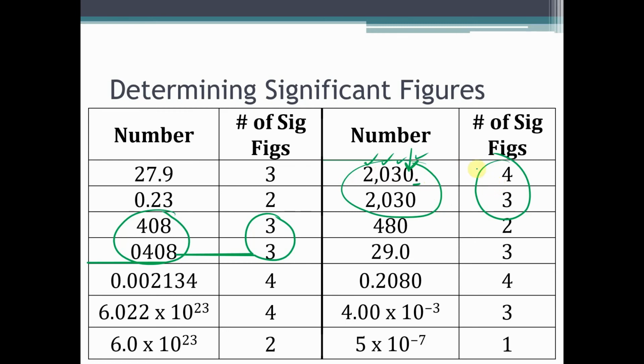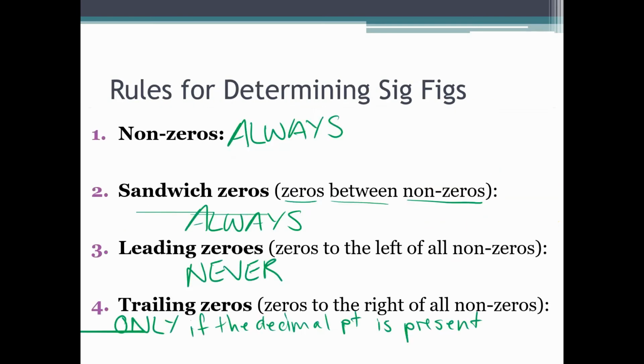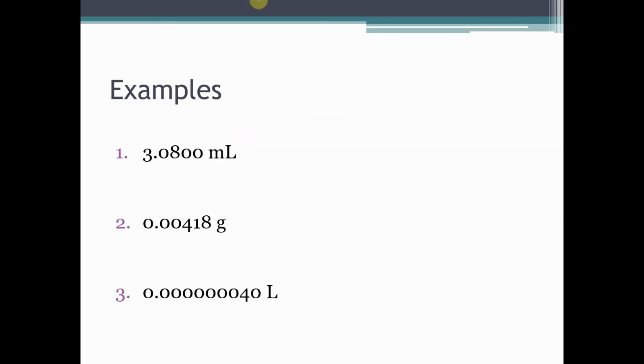That's 4 SigFigs. Down here, we've got non-zero, sandwich zero, non-zero, but then this trailing zero without a decimal point. If there's no decimal point, it's not significant. So that's going to give us 3 SigFigs.